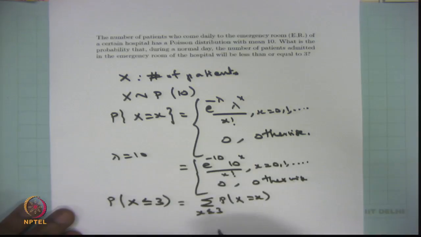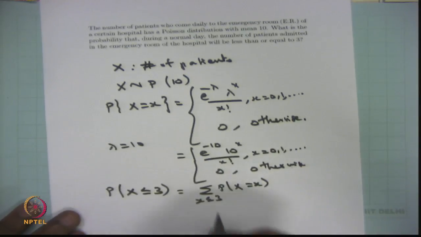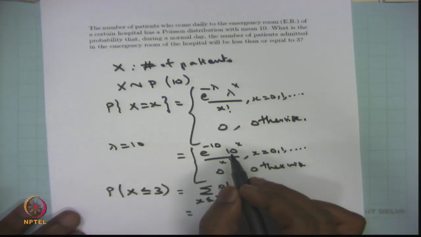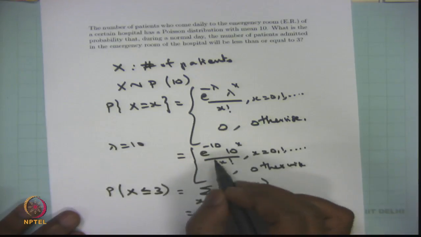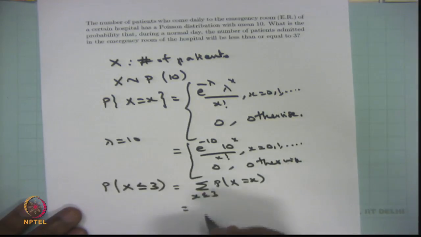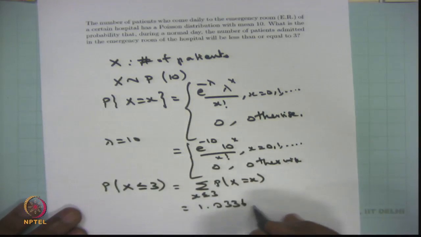That means it is the probability of X equal to 0 plus the probability of X equal to 1, the probability of X equal to 2 plus the probability of X equal to 3. You substitute x equal to 0, 1, 2, 3, get the probability mass at those, and add all the values. If you simplify, you will get the answer. It is 1.0336 × 10^(-2).